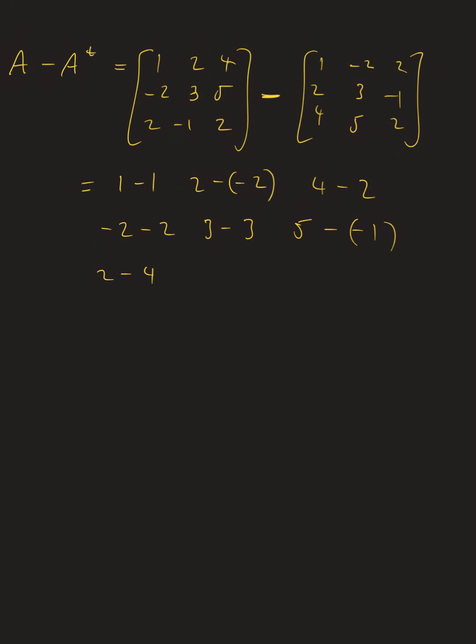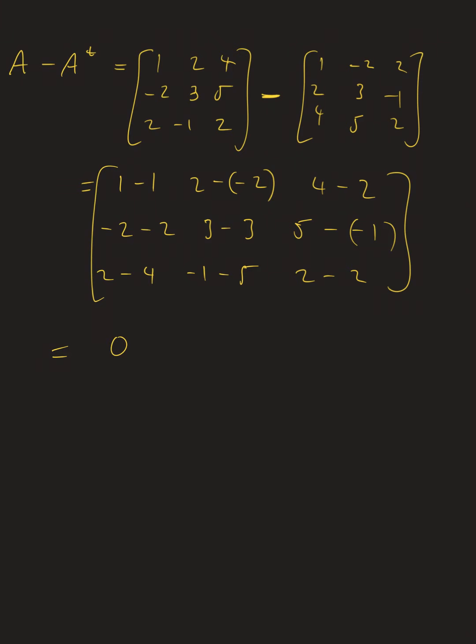And you can see at this point some symmetry. See, I had 4 minus 2 here, I have 2 minus 4 here. So one of those will turn out to be minus the other. Then I have minus 1 minus 5. And I have 2 minus 2. So now I'll just work out each of those.